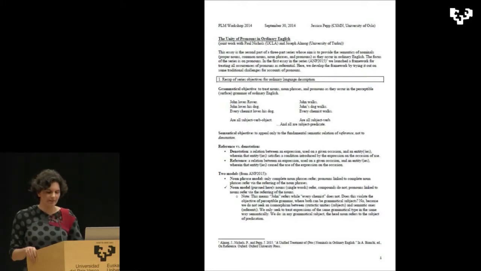In the first essay in the series, we launched a framework for treating all occurrences of English pronouns as referential. And here we're going to develop that framework by trying it out on a number of traditionally troubling kinds of uses of pronouns. In doing that, we hope to show something that's appealing about our way of looking at things, and also to test out and put some meat on the bones of the account a bit.